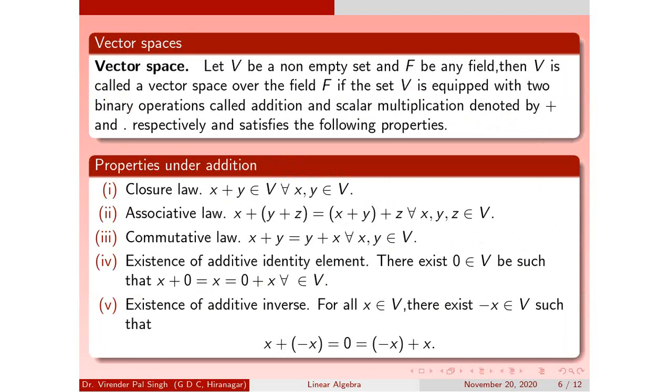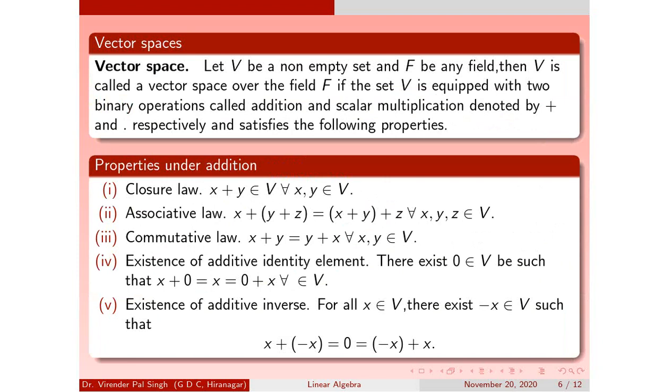First properties under addition, it should be an abelian group under addition. All the properties of an abelian group: closure law, x plus y belongs to V for every x, y in V. Associative law, (x plus y) plus z is x plus (y plus z) for every x, y, z in V. Commutative law, x plus y equal to y plus x, and we know that this property proves the abelian property. Existence of additive identity element: 0 belongs to V such that x plus 0 equal to 0 plus x equal to x for every x in V. Existence of additive inverse: for all x in V there exists minus of x such that x plus minus of x is 0.